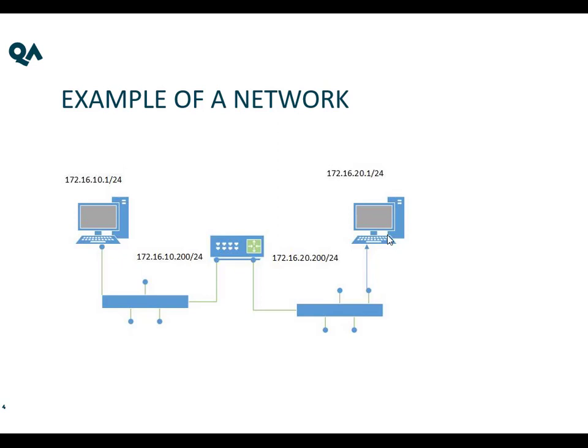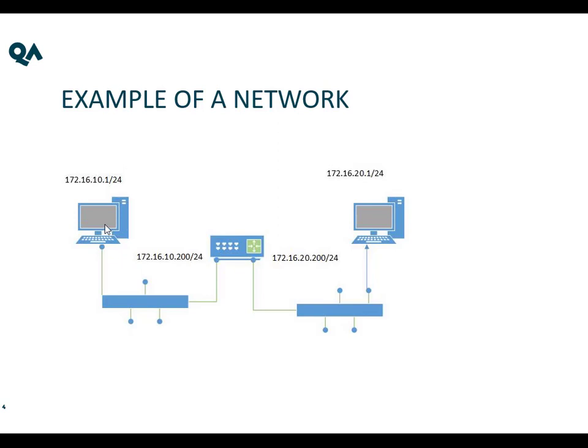So in this very simple example of a network, I have two devices that need to communicate with each other. I have a device with an IP address of 172.16.10.1/24, and another device with 172.16.20.1/24. The 24 is the subnet mask, and the subnet mask is used to identify the network ID and the host ID. With 24, we take the first three parts of the IP address as the network ID, and the remaining part of the IP address is the host ID. So we can see that 172.16.10 is a different network ID to 172.16.20.